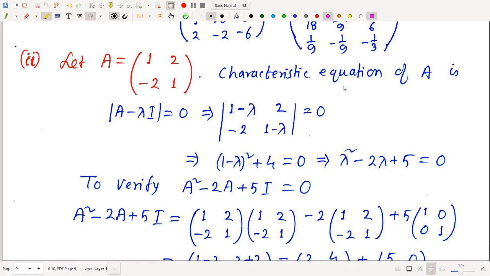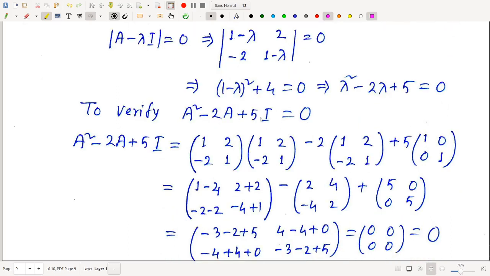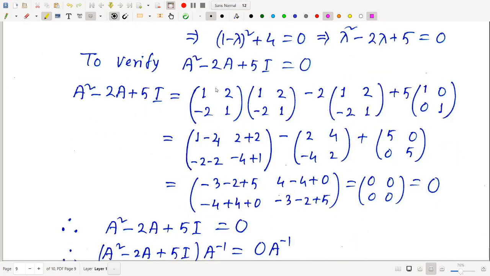It is a 2 by 2 matrix. The characteristic equation of A is determinant of A minus lambda I equal to 0. So 1 minus lambda, 1 minus lambda, other elements remaining the same as A, equal to 0. Expanding, we have got lambda square minus 2 lambda plus 5 equal to 0. And to verify, A square minus 2A plus 5I, 5 is written as 5I, equal to O.